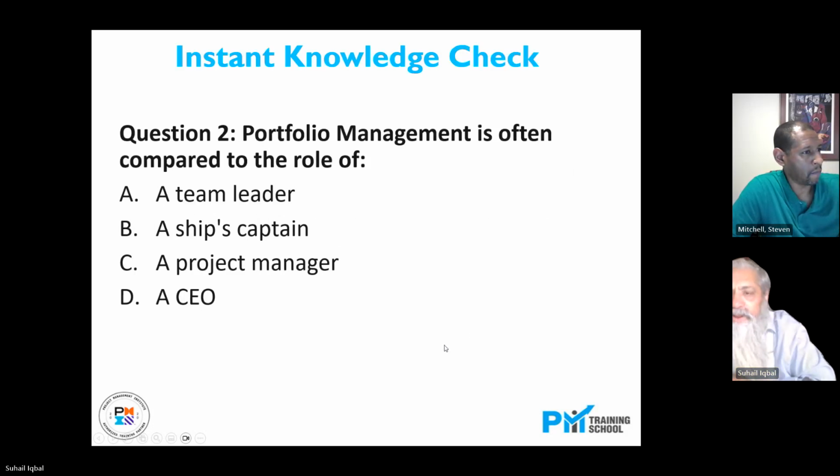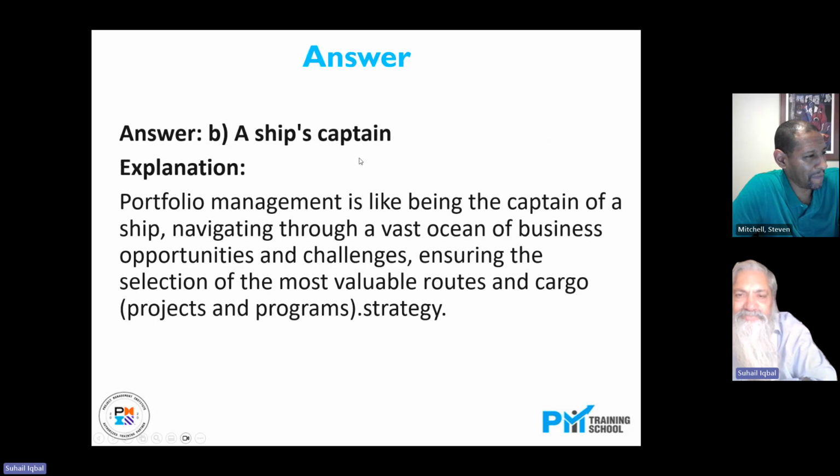Second question. Portfolio management is often compared to the role of A. A team leader, B. A ship's captain, C. A project manager, D. A CEO. B, once again. Very good. A ship's captain. Portfolio management is like being the captain of a ship navigating through a vast ocean of business opportunities and challenges, ensuring the selection of the most valuable routes and cargo, projects and programs, strategy.